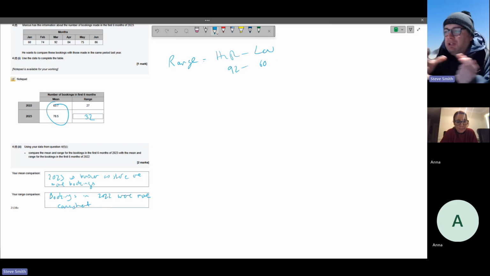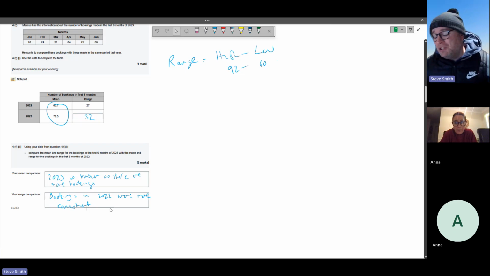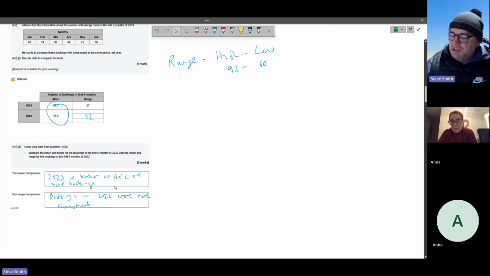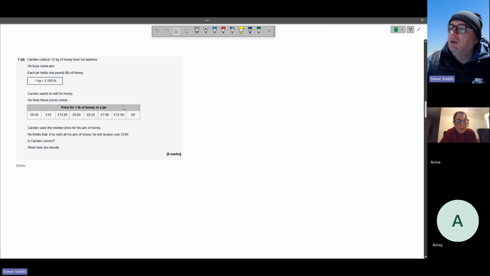And so because the range is smaller, you could say bookings in 2023 were less consistent, or the range was larger. As long as you've got the understanding that the smaller the range, the more consistent the numbers are, it makes sense. Okay. We're moving to a non-calculator question and the median, wicked.